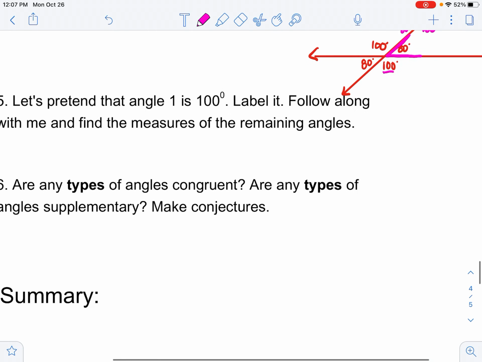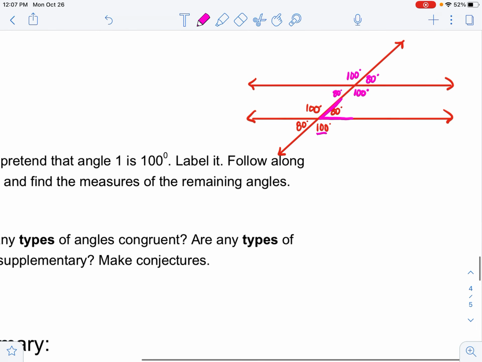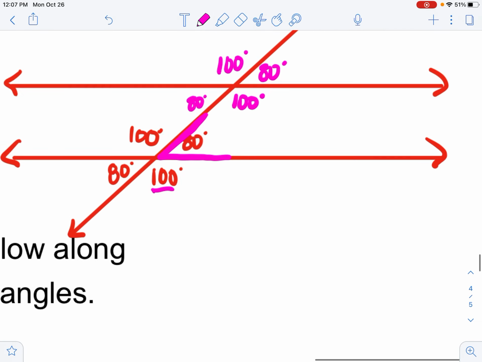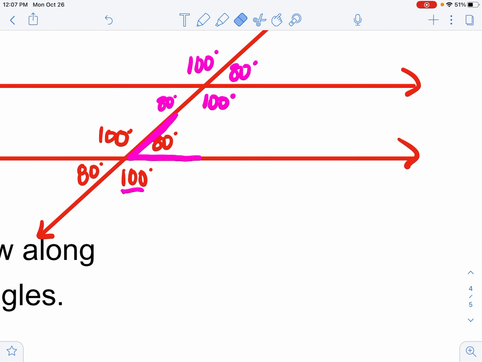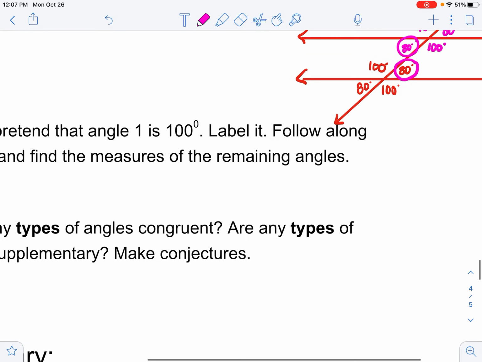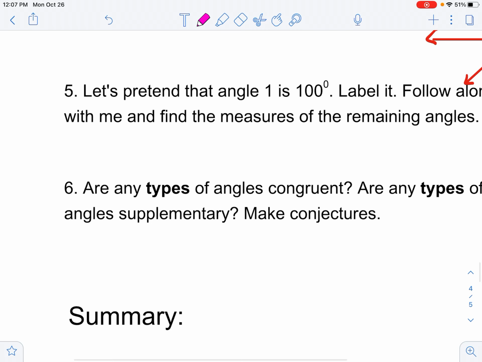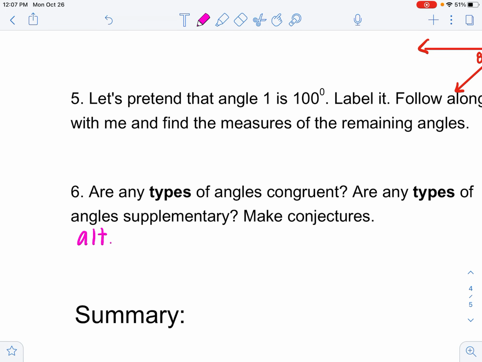So, are there any types of angles that are congruent? Meaning alternate interior, alternate exterior, same side interior, corresponding. So let's go through each one. Let's start with alternate interior angles. Can I erase just that? Perfect. Okay, so alternate interior angles, let's check those. This angle and what's an alternate interior angle with it? This one right here. Those are congruent. So we know alternate interior angles are congruent.